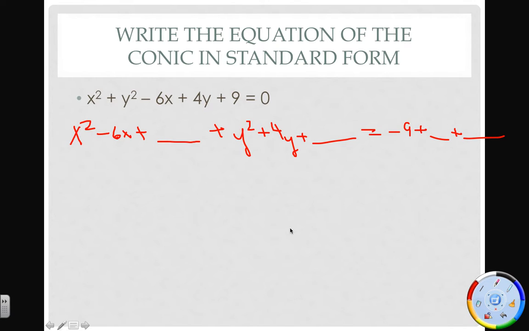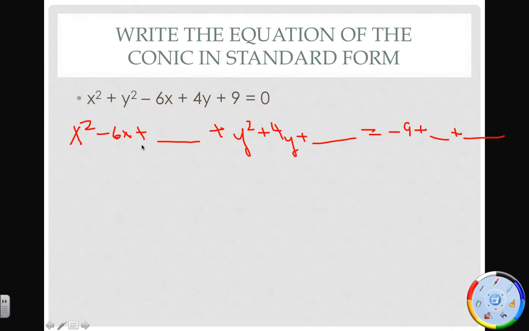Now, some of you are like, what is he doing? Well, here's what I'm doing. I'm completing the square for the x's, and then I'm completing the square for the y's. And because I'm adding 2 different numbers in these 2 blanks, I need to add 2 numbers on the other side.